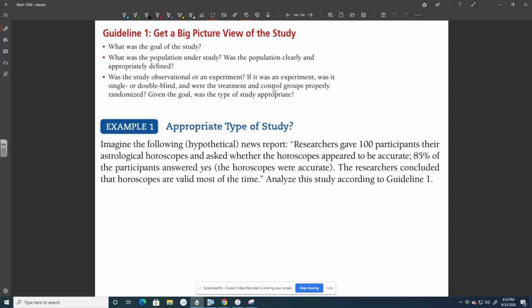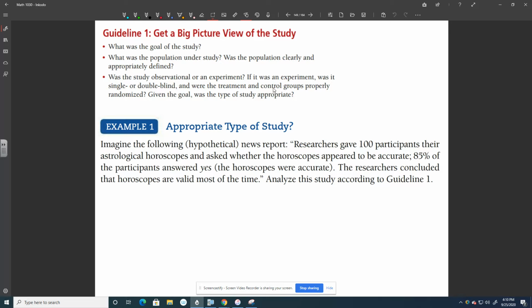And really what this means is you're answering 3 questions. First of all, what was the goal of the study? What is it trying to show? Second, what was the population that it was studying? And was that population clearly defined and appropriate for what they were trying to do? And then, was the study observational or experimental? And if it was experimental, is it single or double blind? And is that an appropriate study for what they're trying to do?